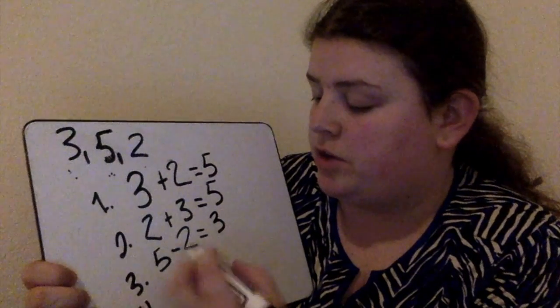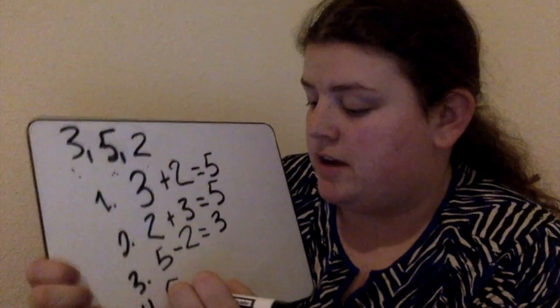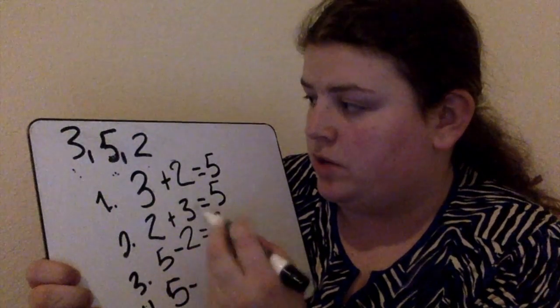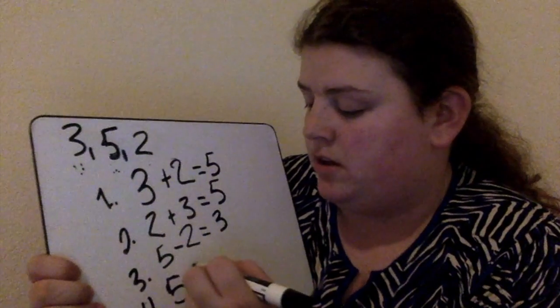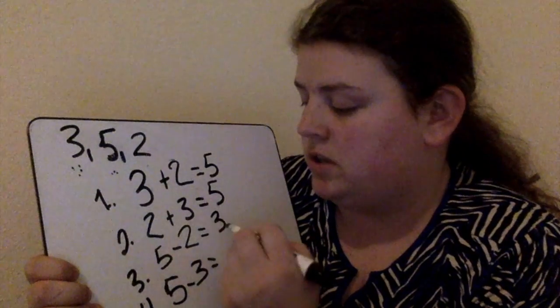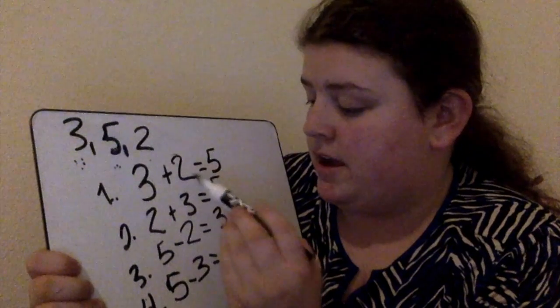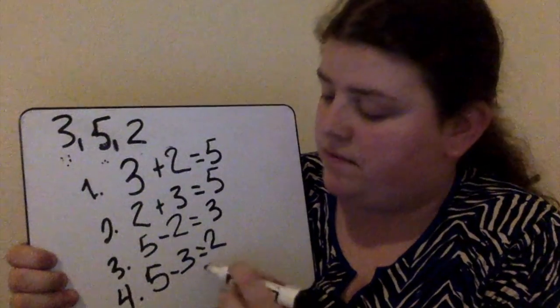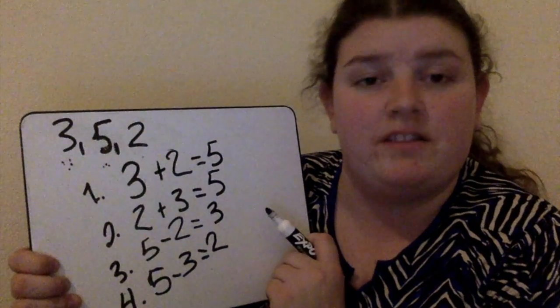So now for our fourth equation, we know it's another subtraction, and it's 5 minus something. Since we already used a 2, we know we need to use the other number in the fact family, 3, which equals 2, because you can look up here and see that 3 plus 2 equals 5. So there is the fourth equation of this fact family.